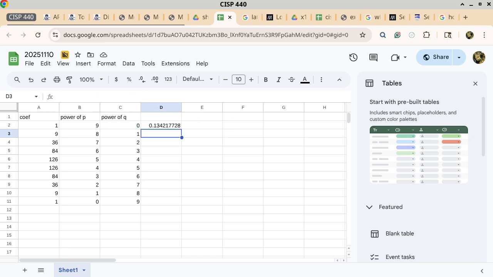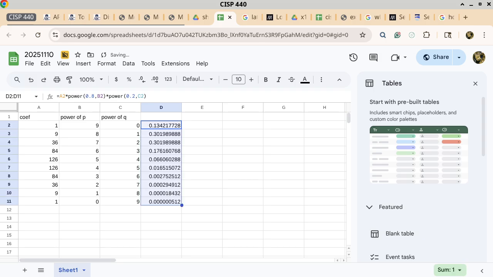Okay, so with that done, I'm just going to drag this down. And now we have a whole bunch of probabilities. And you can see how it is kind of lopsided. It is lopsided because the chance of reading something correctly is 0.8. The chance of reading something incorrectly is 0.2, and that's why it is lopsided.